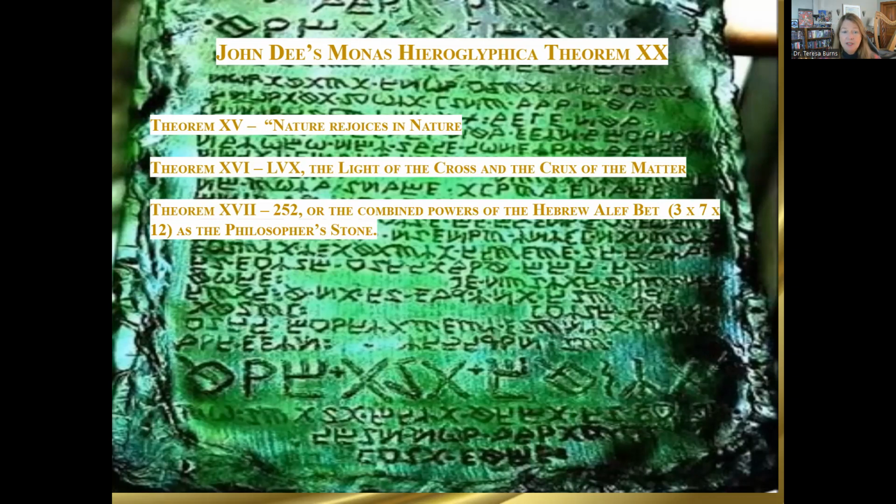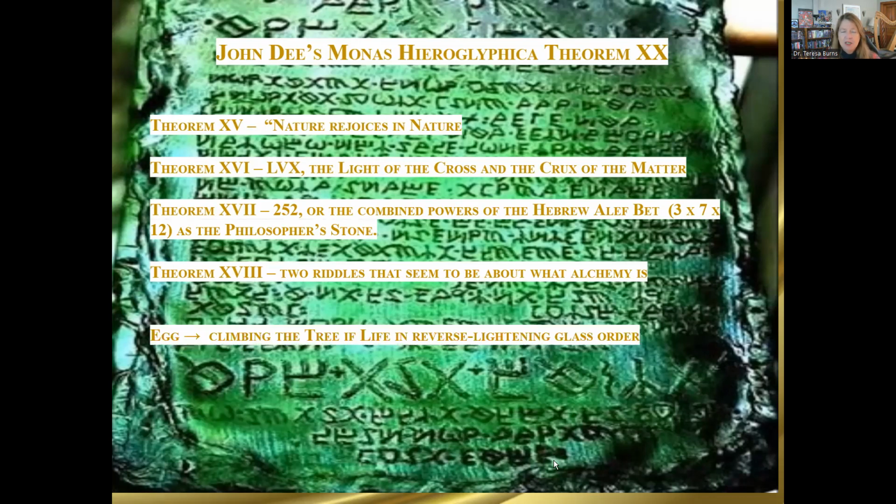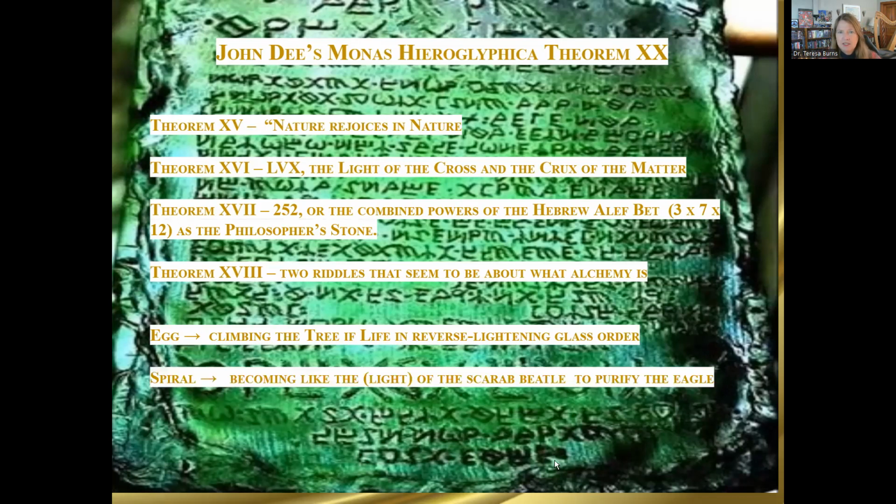When we get to Theorem 17, that's 252, has the philosopher's stone. He never tells us why, but upon studying it, we realize that it's the idea of the multiplied powers of the 3 different kinds of letters of the Hebrew alphabet as the creation of everything, per the Sefer Yetzirah. By the time you get to 18, you have 2 riddles that seem to be about alchemy, and they kind of are if you mean spiritual, not physical alchemy, with the egg. Oh, and if you mean Kabbalistic spiritual alchemy, which Dee does, in the egg when you solve it by going up the tree of life in kind of reverse lightning flash order.